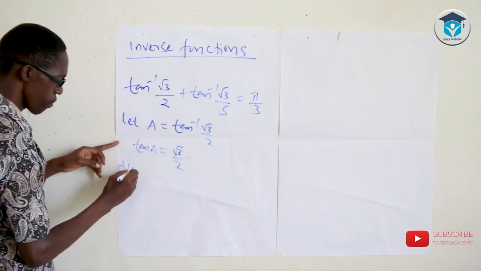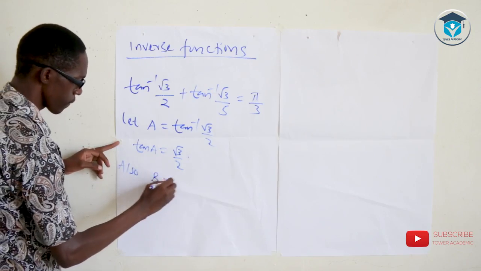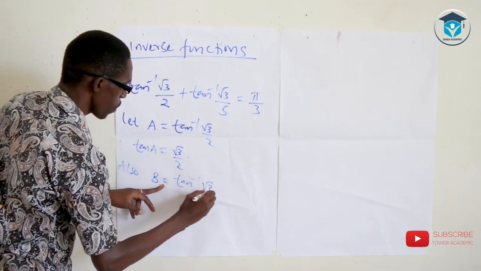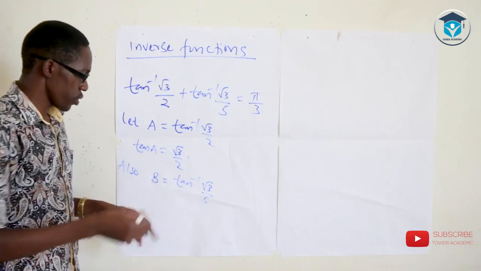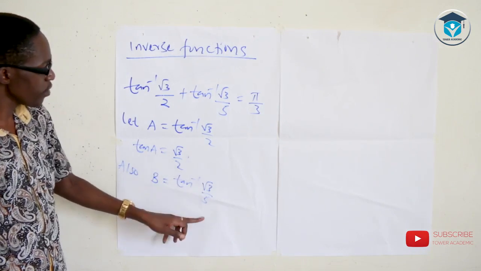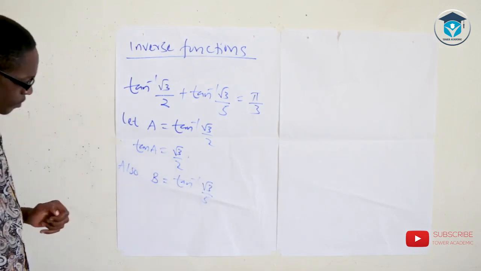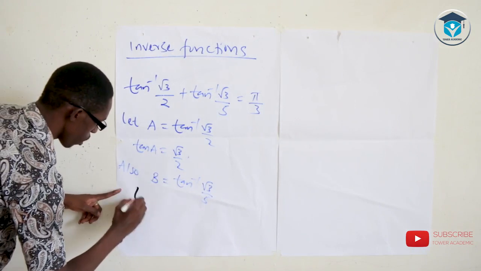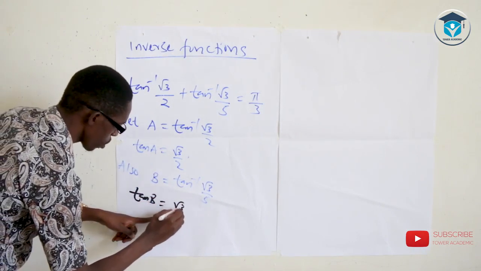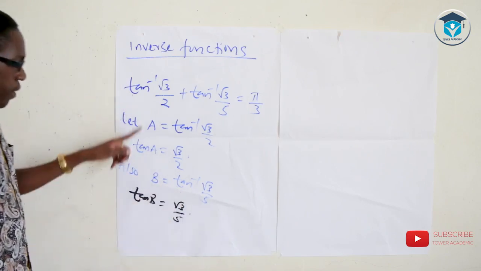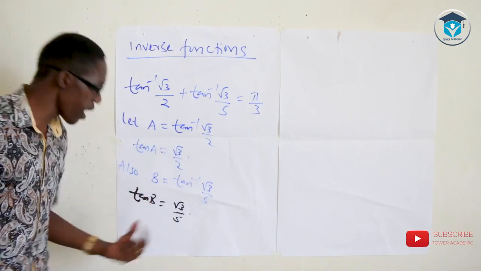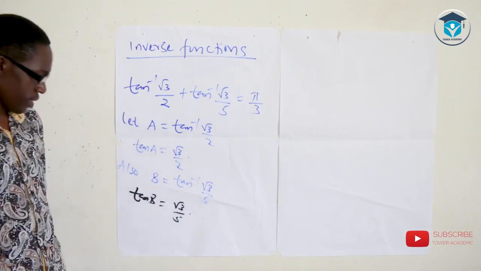Then also, we let B equal to tan inverse of root 3 over 5. So, we have also said that B equals tan inverse of root 3 over 5. Then that will mean tan of B is going to be equal to root 3 over 5. Then after we have done this, remember I have said tan of A is this, now tan of B is that. Then we shall look at the similarity.